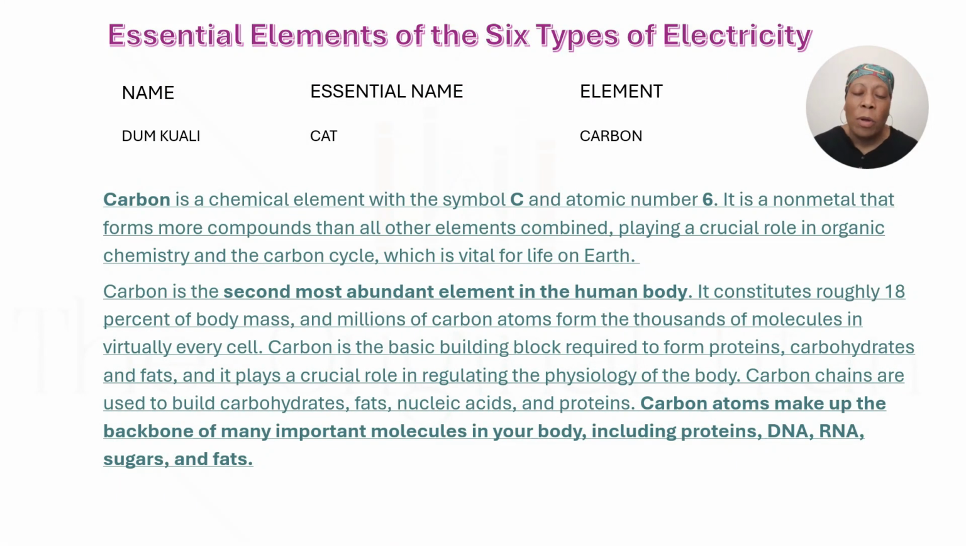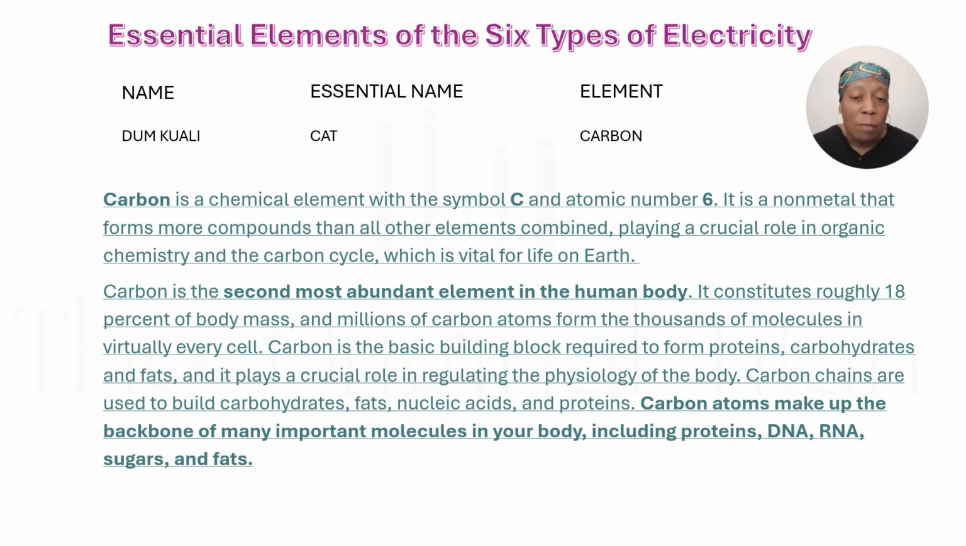So on this slide, we're going to break down Dumquali. Dumquali has an essence name called Cat, and this element is carbon. Now we know that we're made up of carbon. It is the second most abundant element in the human body. It has an atomic number of 6 on the periodic chart.